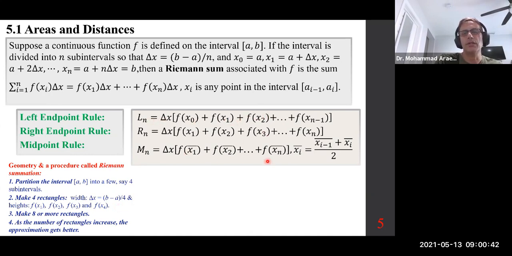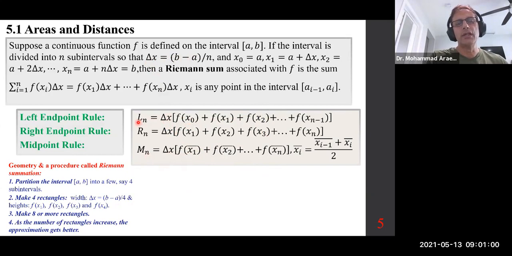Instead of memorizing this, I'm going to show you an easy way to do this with a simple line segment. What this really refers to, when you have a rectangular piece, the width is fixed at delta x, which is calculated as b minus a over n. But what is the height?